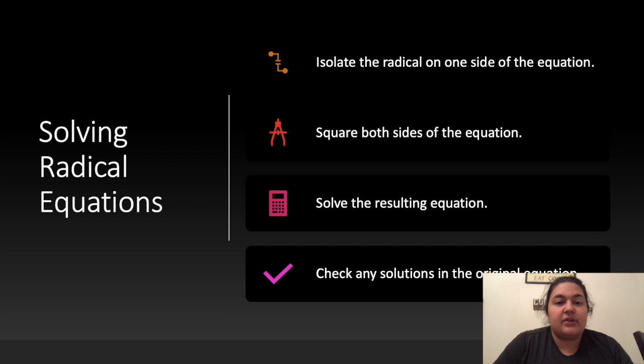Let's take a look at some steps. When we're solving radical equations, we need to first of all isolate the radical on one side of the equation. So if it's not under the radical sign, it needs to be moved over to the other side. The second step is to square both sides of the equation. Third, solve the resulting equation. And fourth, check any solutions in the original equation.